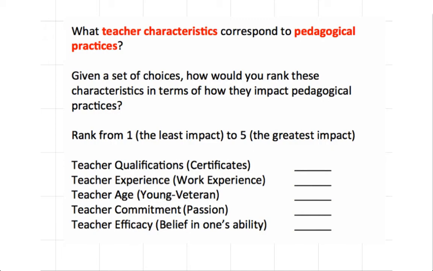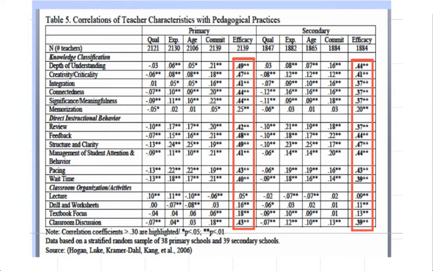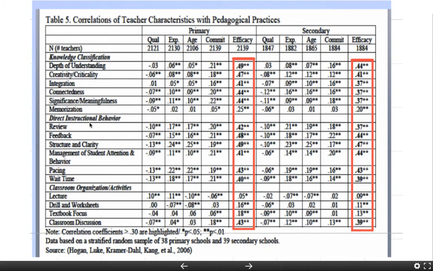Okay, now that you have made your ranking, I wonder if what you have indicated corresponds to what has been discovered in our research in a Singapore context. So if you can see, this is a table of correlations. On this column, you see all the pedagogical practices: depth of understanding, creativity, criticality, integration, all the way down to classroom discussion. And then this is the primary school teachers. These are secondary school teachers. These are the characteristics: qualifications, experience, age, commitment, efficacy.